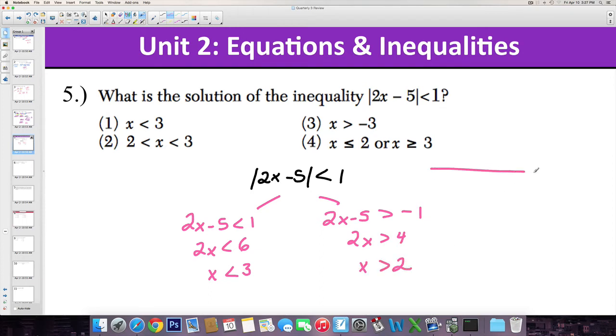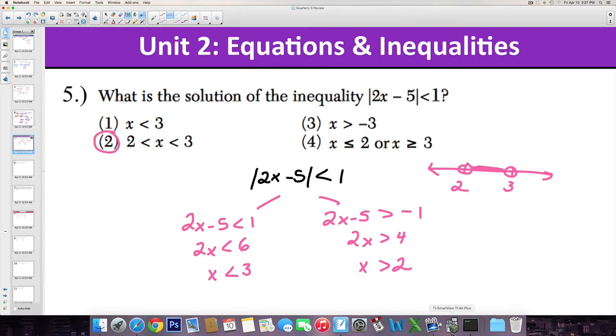So we'll just quickly put this on a number line. We have 2, we have 3. It would be open circles. X is less than 3, greater than 2. So that means it's going to be a conjunction. That'll be this one right here.